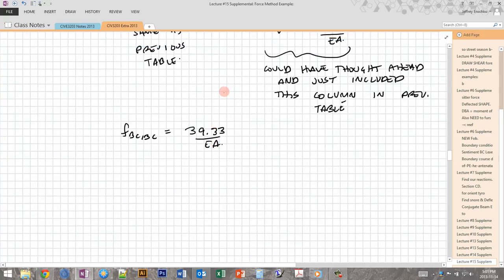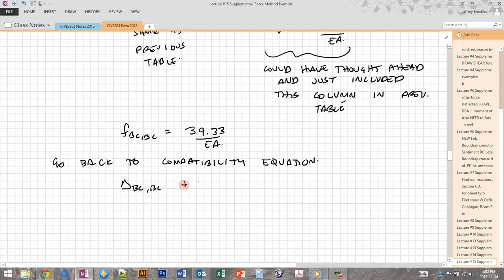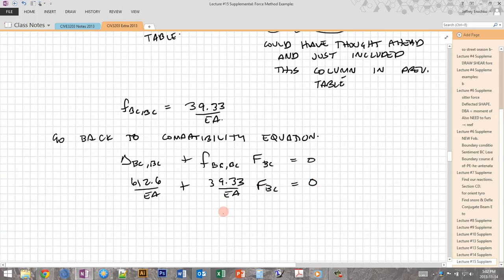And so now we found the delta BC, we found the FBC, so we can go back to our compatibility equation, which you'll recall was delta BC plus FBC times the force in member BC equals 0. So we've solved for this one. It's 612.6 over EA. And we've solved for the flexibility, which is 39.33 divided by EA. And we want to solve this equation for the force in BC. So if we rearrange and solve, we get that the force in BC is negative 15.58 kilonewtons.